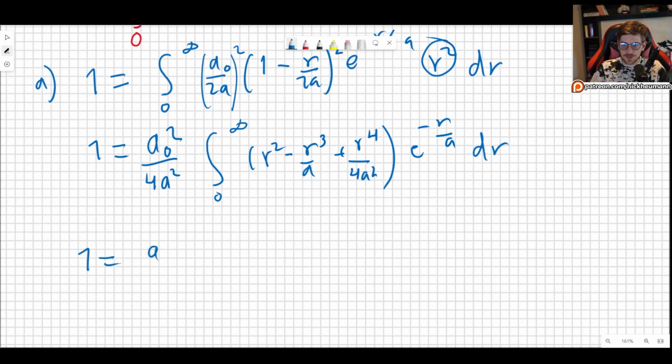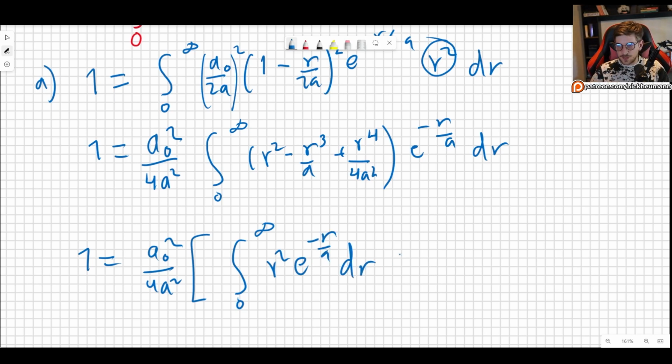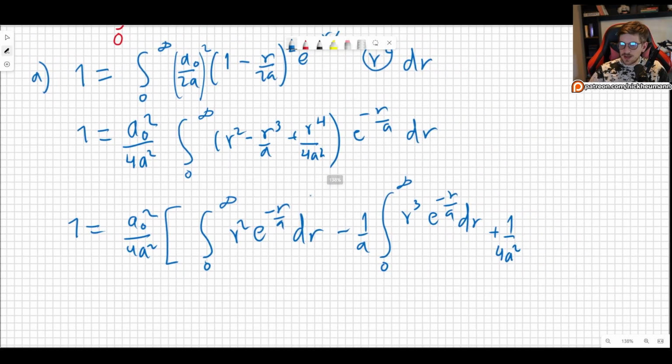So this is a0 squared over 4a squared, and then we have the integral from 0 to infinity of r squared e to the minus r over a dr. Then we have minus 1 over a times the integral from 0 to infinity of r cubed e to the minus r over a dr. And then we have plus 1 over 4a squared times the integral from 0 to infinity of r to the fourth e to the minus r over a dr. So these integrals are all of the same form.